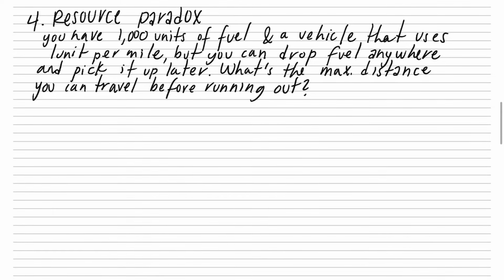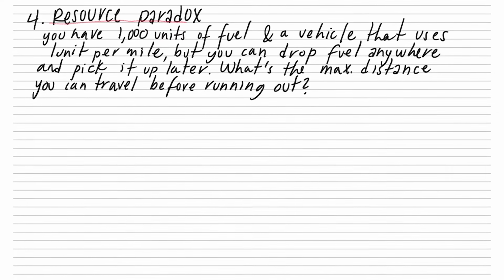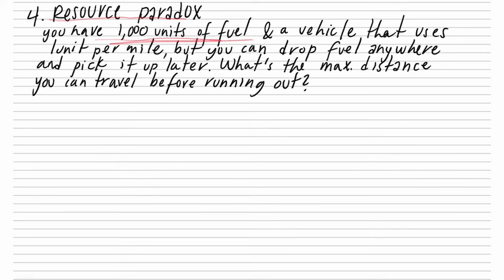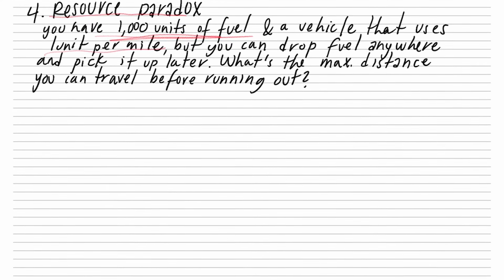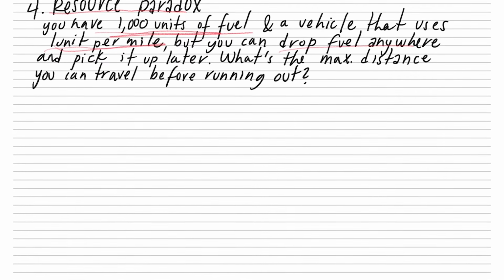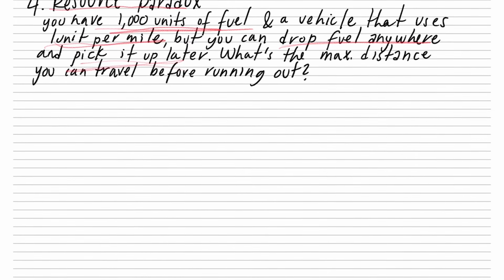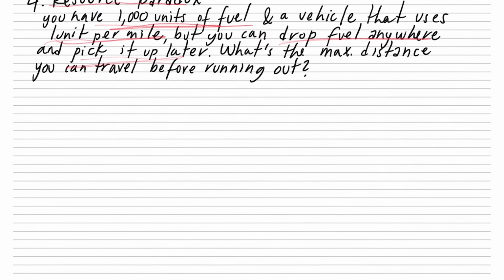Now it's time for question 4. Resource paradox. You have 1,000 units of fuel and a vehicle that uses 1 unit per mile, but you can drop fuel anywhere and pick it up later. What's the max distance you can travel before running out?